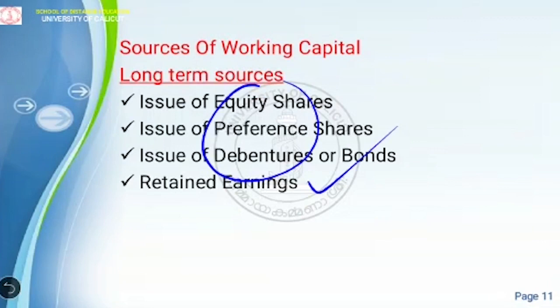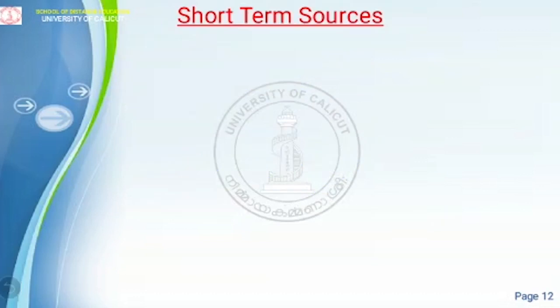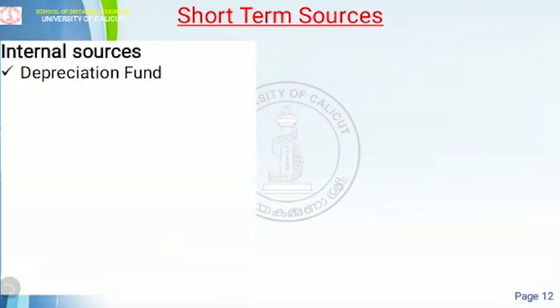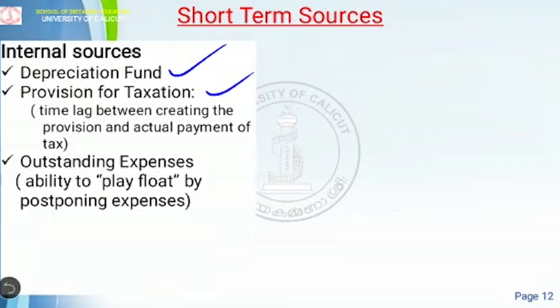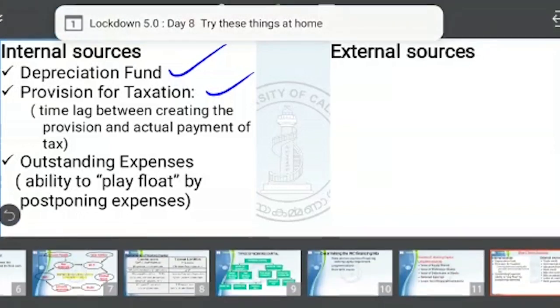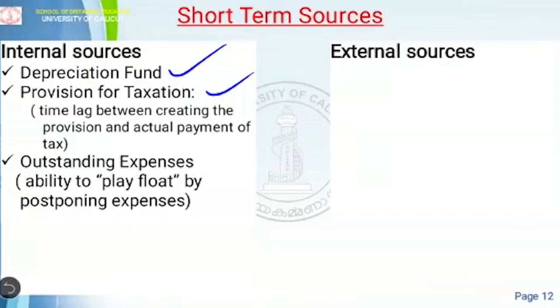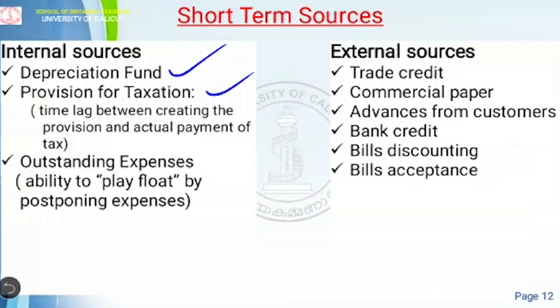Then working capital financing mix. We have two sources of financing working capital, one is long term and the other is short term. Long term sources are equity shares and preference shares. Let's see which are the long term sources: issue of equity shares, issue of preference shares, then debentures. These are the major long term sources. Then retained earnings of the company, that is a part of the profit, and long term loans from the financial institutions, etc.